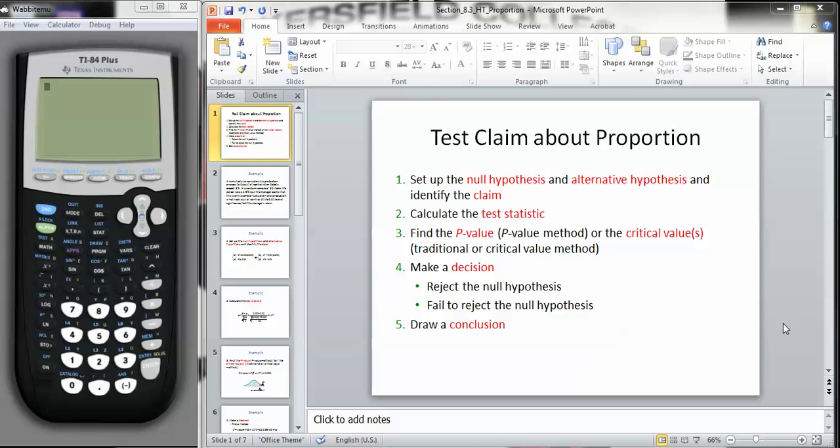Hi everyone. I'd like to talk about an example about conducting hypothesis testing for a population proportion. So here are the 5 major steps that you need to show.